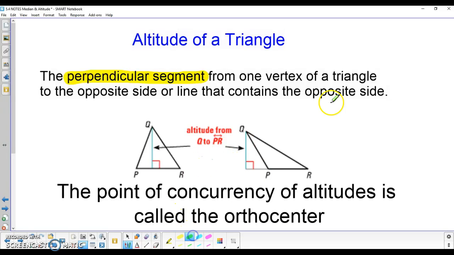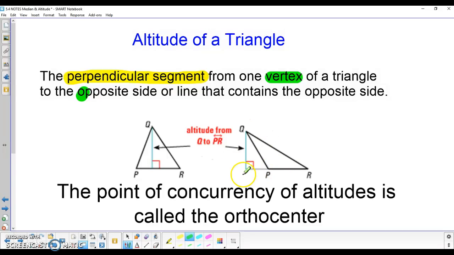In addition to that perpendicular segment, it needs to connect to the vertex on the opposite side of the triangle. So what I mean by that, if we look at these two triangles right down here, this first one, PRQ, that I'm circling with my mouse, notice how this blue line right here is perpendicular to PR, but in addition to being perpendicular to PR, it connects to point Q. This makes it an altitude.